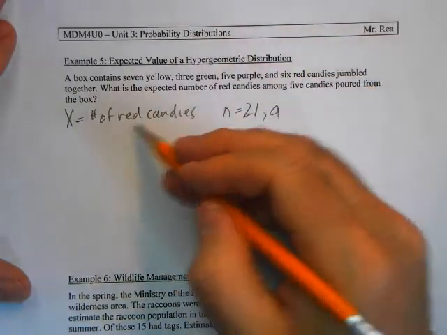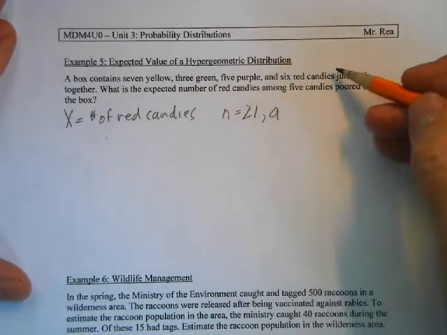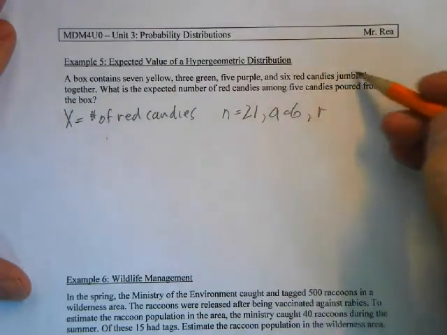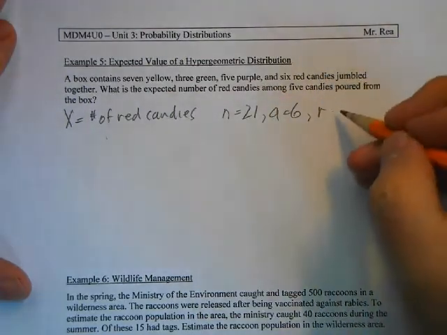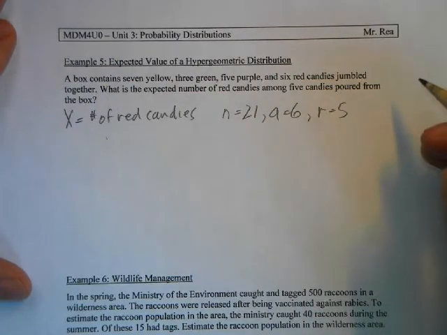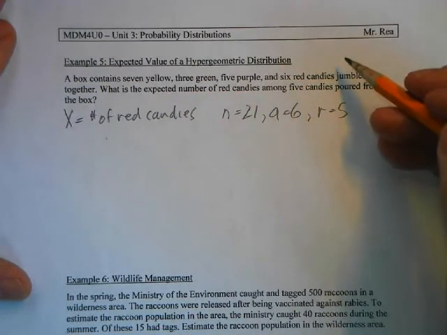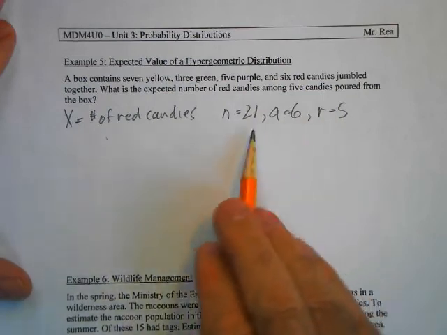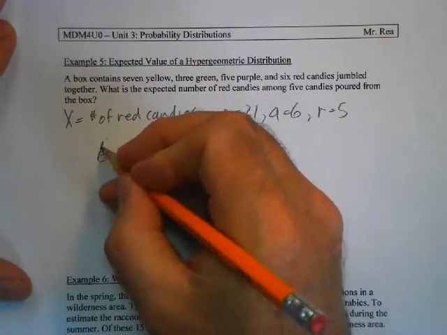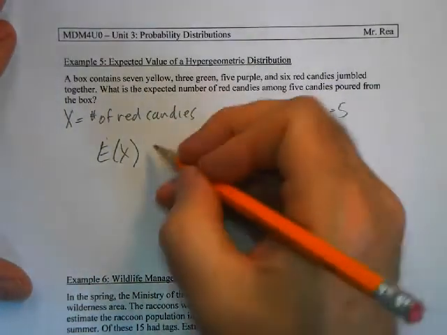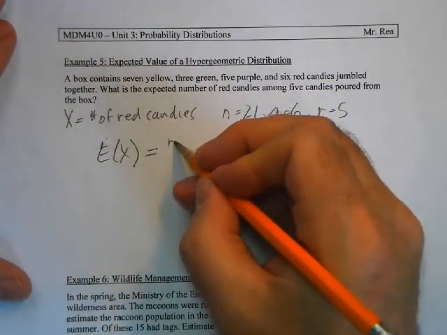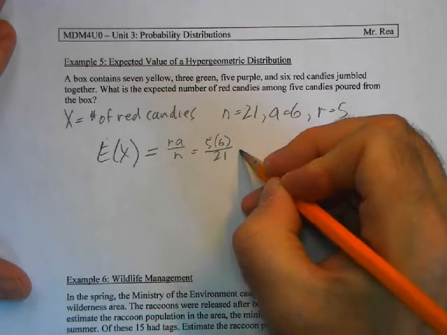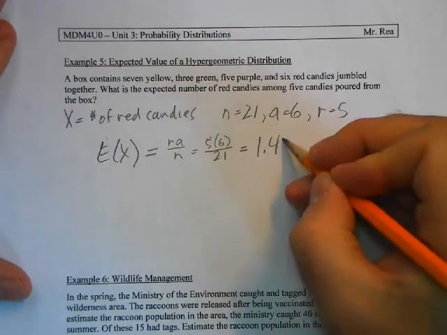Our A value would be the number of successes or the number of red candies in total, and that would be 6. And the sample, the R value, we're picking 5. 5 candies poured from the box. So there we go. And this question is not asking for a probability of picking a certain number of red. It's saying what's the expected number. So all we really need is to get those values. So our expected value of our random variable X is going to be RA over N, which is 5 times 6 over 21, which is equal to 1.43.